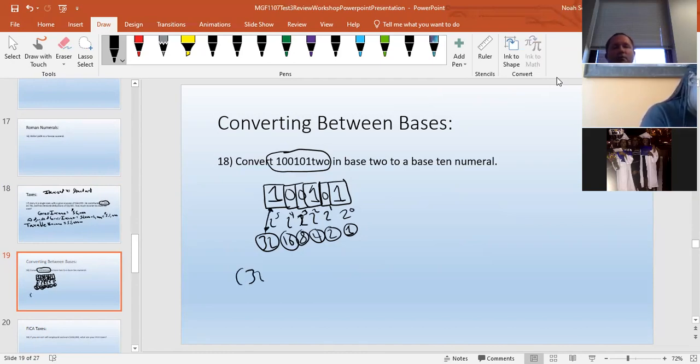32 is going to multiply by 1 because there's a 1 in its place value. So now you have 32 times 1, and this is just going to give us a running total. Now 16 will multiply by 0, but we don't need to write that. 8 will multiply by 0. We don't need to write that because that's just 0.